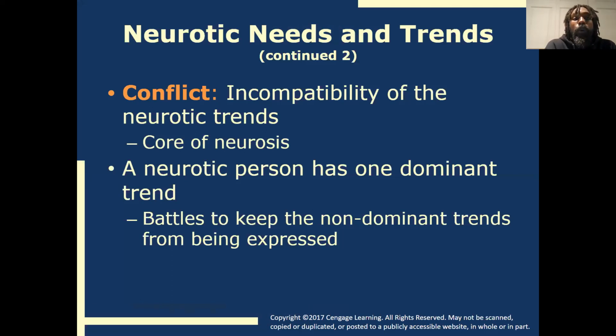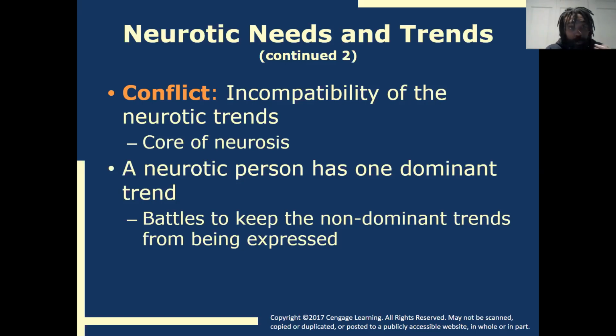So what conflict was, according to Karen Horney, was the incompatibility of the neurotic trends, and that this was at the core of neurosis. And again, I emphasize the importance of understanding this. So a neurotic person has one dominant trend, and they battle to keep the non-dominant trends from being expressed.